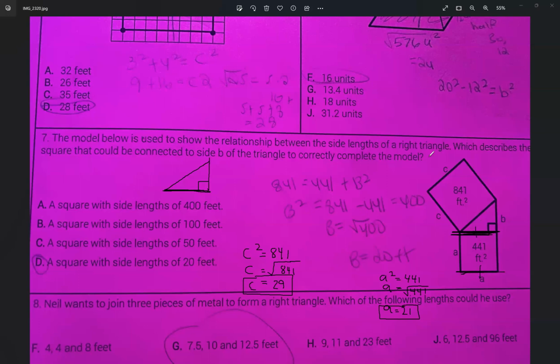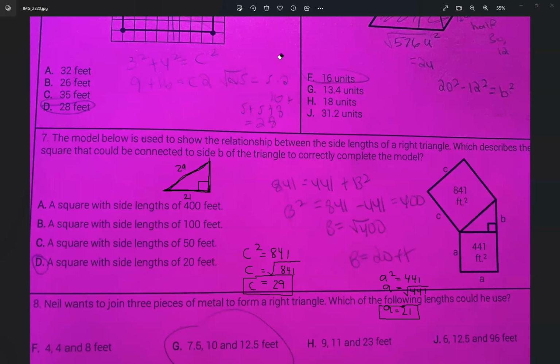Oh, this and this are the same thing. Okay, so the base there is what? 21. So if this is 21 right here, do we know this distance right here? Yeah, because you saw C, so that's 29. Okay, so if that's 29, can we figure out what the vertical distance is? Yes. How do we do that?